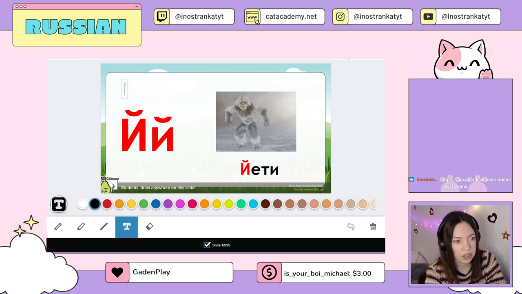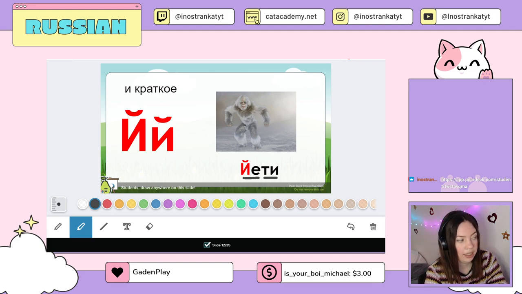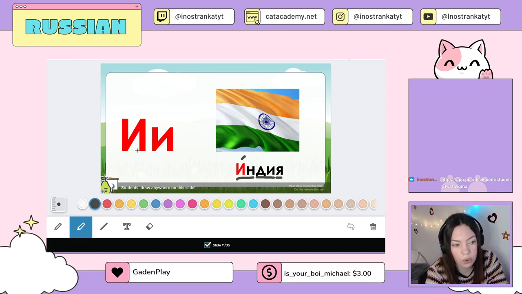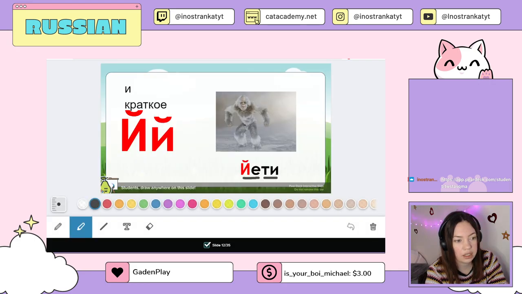Actually, its official name is quite long. It should be "I kratkaya", and it means a short letter I. And the word that fits with this letter and begins with it is Yeti. Letter Y is a consonant, and it's always a consonant. And letter E, the soft one, the long one, is always a vowel. E, India, quite long also. And this one is short. Y, Yeti.